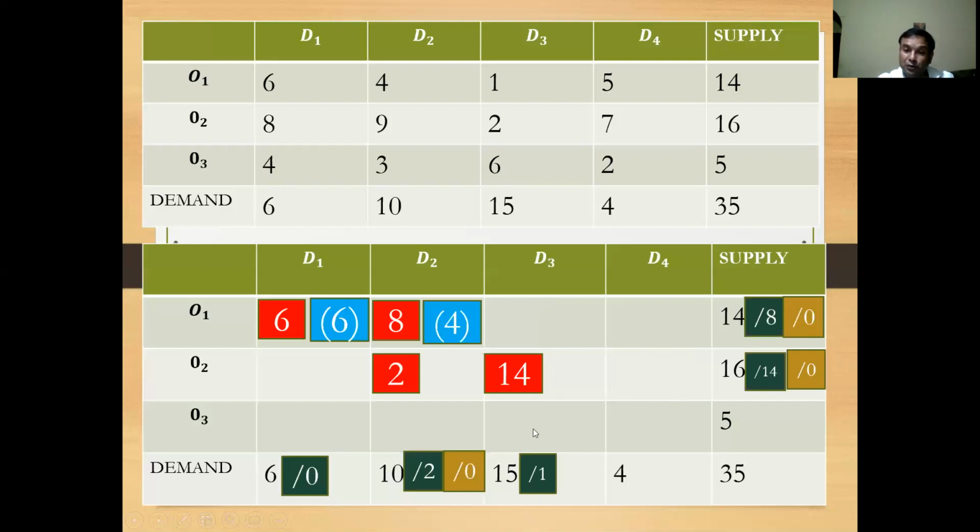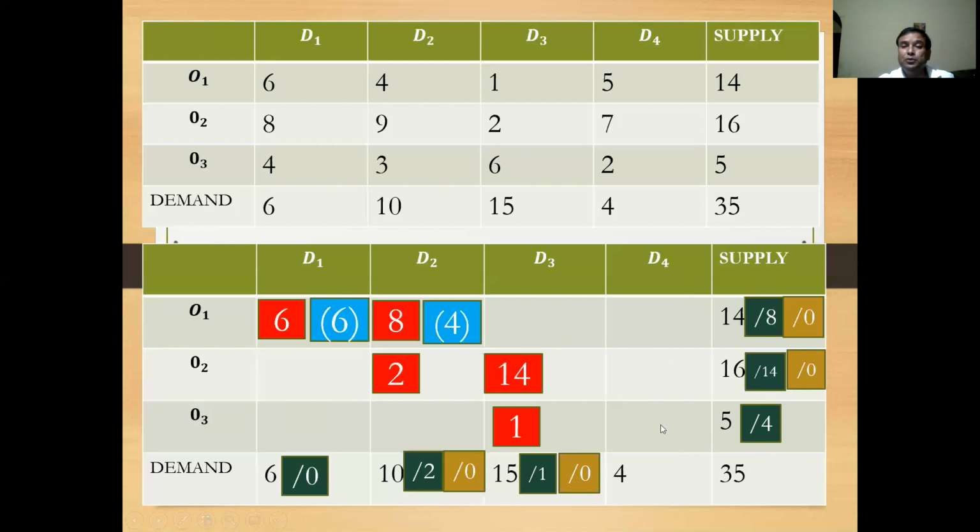In D3, this is the northwest corner, the left top corner now. In this left top corner, D3 requires one item, and origin 3 has 5 items. So a maximum of 1 item can be supplied there. Since 1 item has been supplied, this part becomes 0, meaning D3 has no requirement, and origin 3 still has 4 items available which can be supplied. So destination 3 is also finished. Therefore we have only origin 3 in our hand and destination 4.